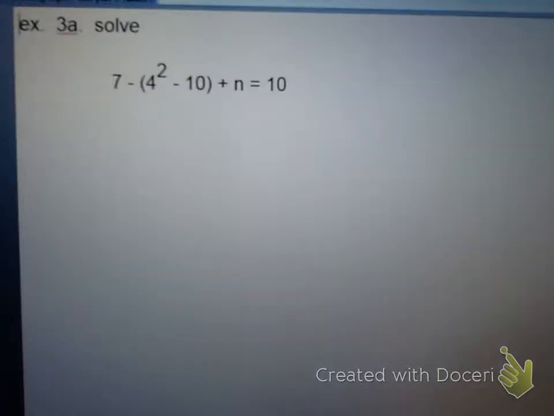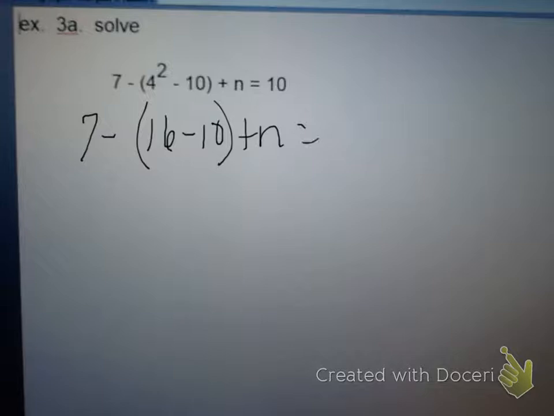Example 3a, again, I am going to simplify using the order of operations. Inside the order of operations, I've got to do the parentheses first, and inside the parentheses, I have to do the exponents. And I'm just going to copy everything else down. 16 minus 10 is 6, so once I get the parentheses down to one number, I can then drop the parentheses.